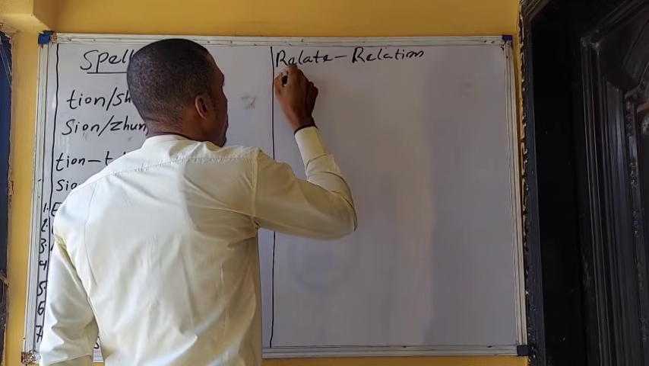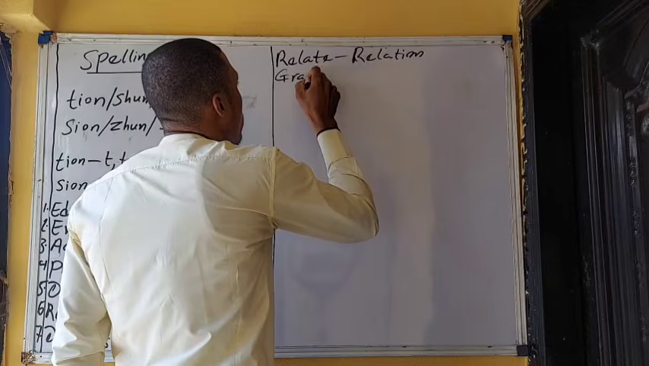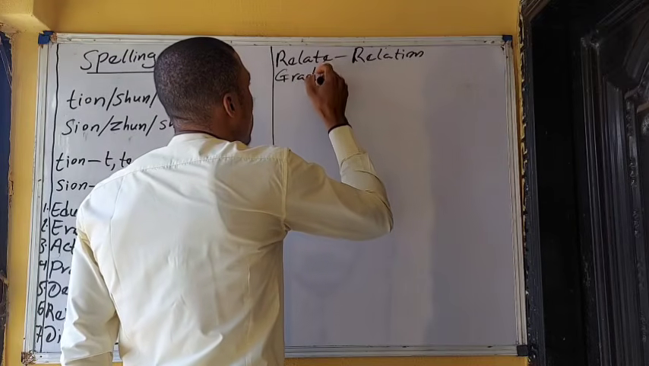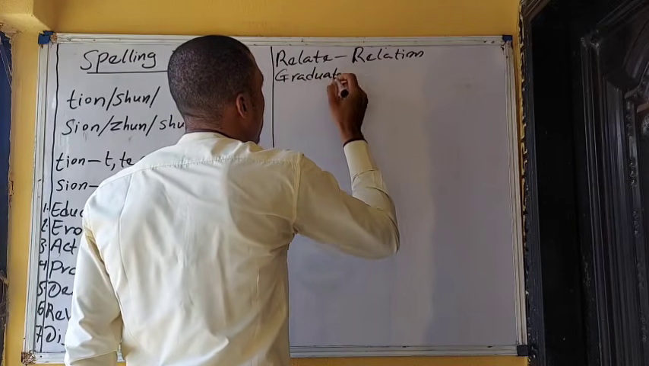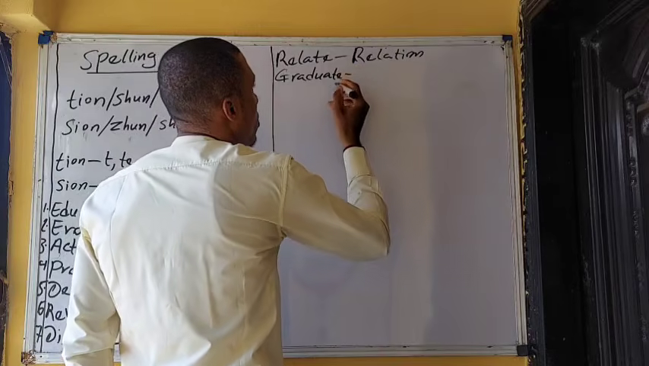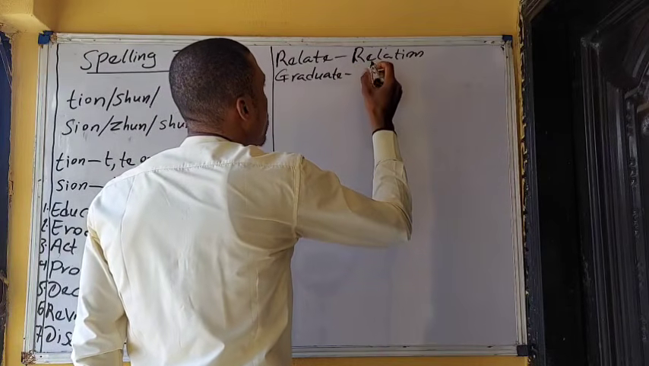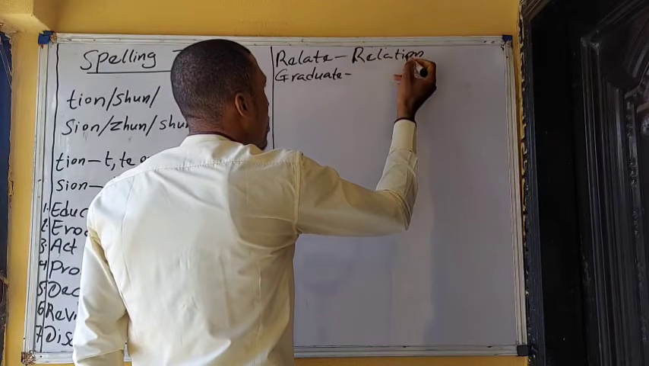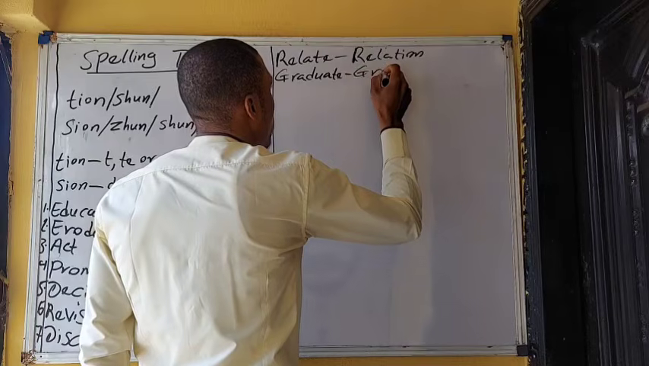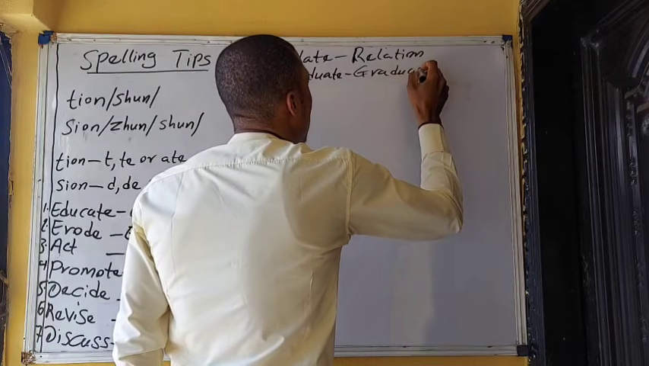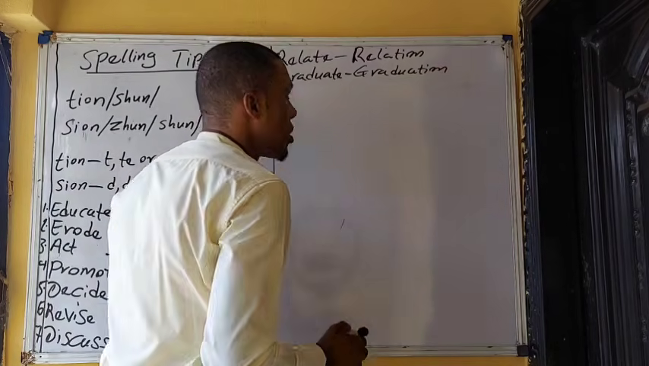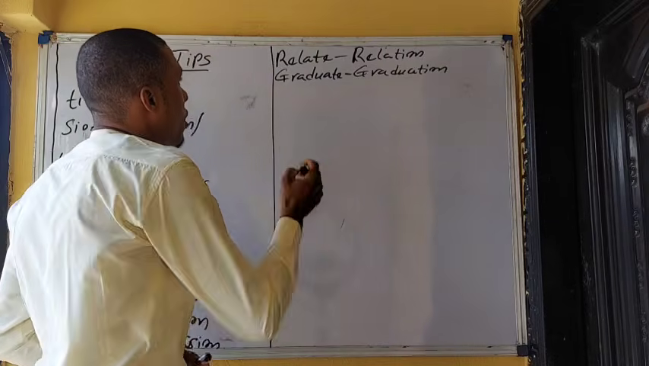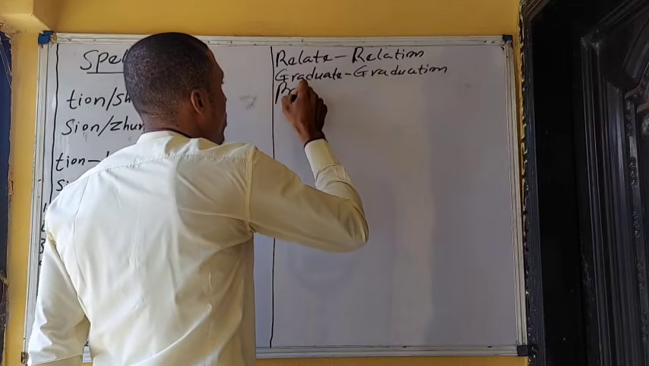Next we have graduate. So which of the tion are we going to be using? The T tion, which is graduation. It is as simple as this. Is that clear? Next we have profess.